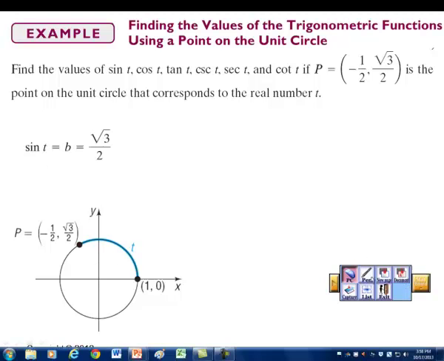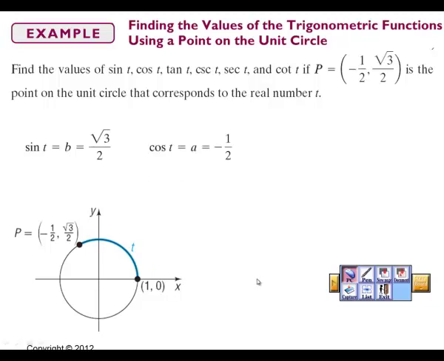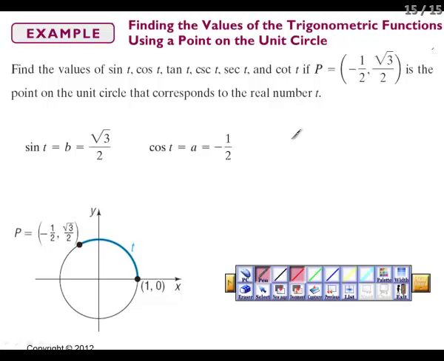So we know that cosine is synonymous with the x-coordinate, and sine is synonymous with the y-coordinate, so that we could say here that sine t is the y-coordinate, square root 3 over 2. Cosine t would equal -1/2. And so tangent t is going to be sine over cosine. So we can say that would be the square root of 3 over 2 over -1/2.